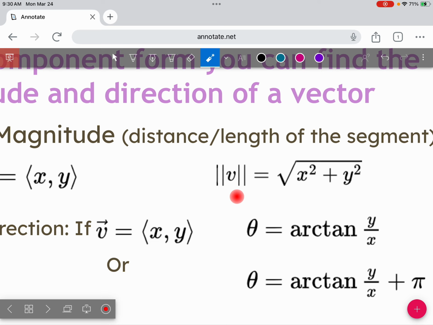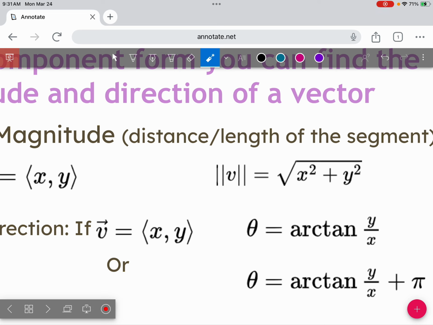This double absolute value thing, which some people use a double, some use a single. I'm going to stick with the double because it makes it clear for us. It's finding the magnitude. That is the distance. How far did it go? So that's actually the distance formula.